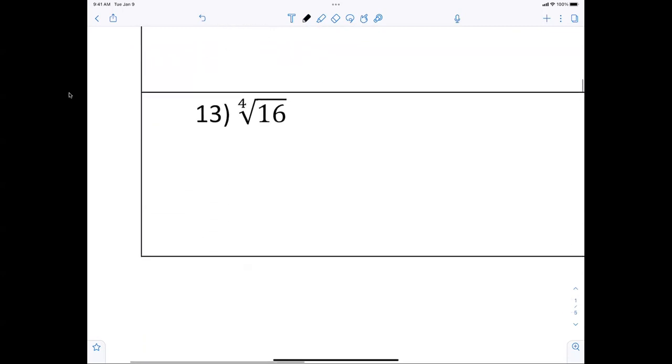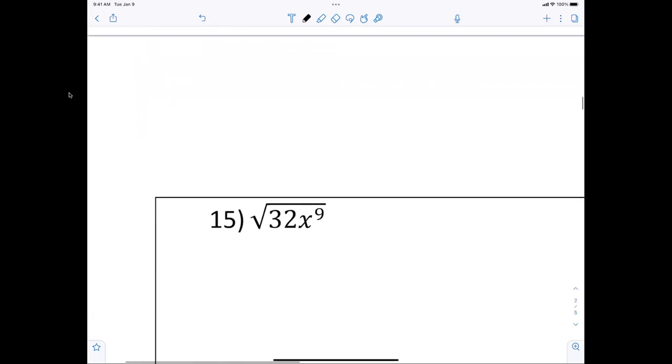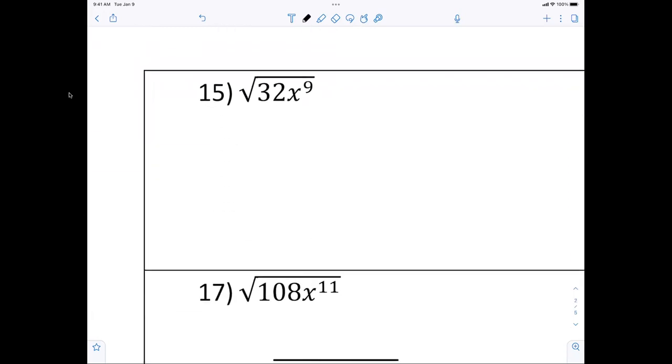Okay, now I threw this in just to try to throw you off a little bit. What's the fourth root of 16? 2, because 2 times 2 times 2 times 2. 4 2s create 16. So that's 2. All right, back to normal. All right, now, Miss Appleton, let's go.